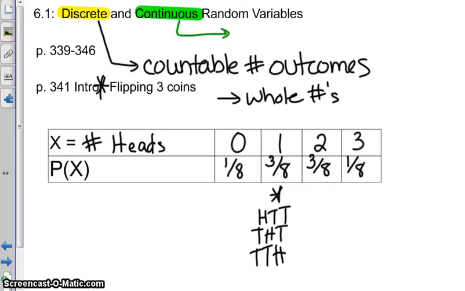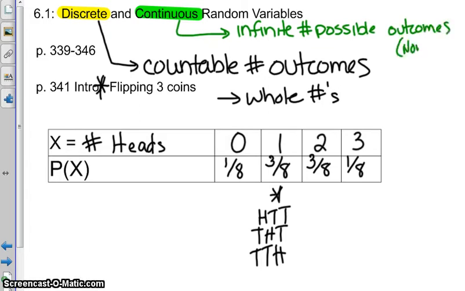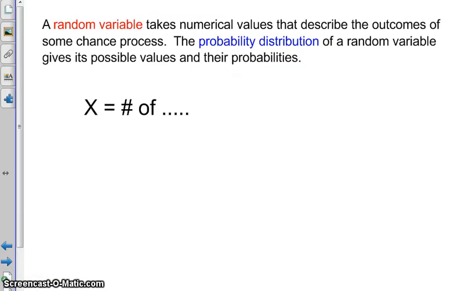Continuous means we have an infinite number of possible outcomes, or so many that we can't count them. What we're going to do a lot of times with that is use the normal distribution. So we'll go back to an earlier chapter where we talked about z-scores and doing stuff like that. Okay, so here's your definition.